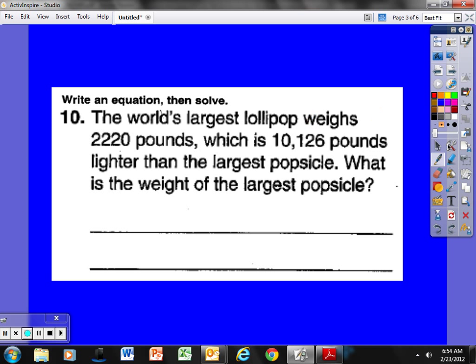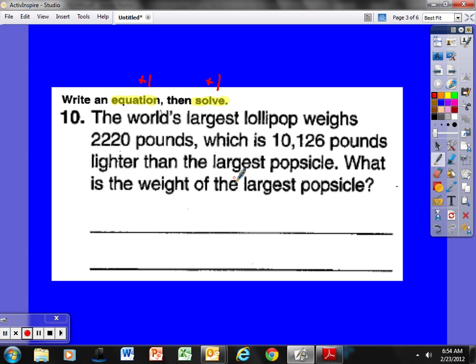Write an equation, then solve. Okay, so I have to first write an equation, then I have to solve. So again, I'm thinking about this. Write an equation, that'll give me 1 point. Solve it, that'll give me another point. The world's largest lollipop, everything's the world's largest. The world's largest lollipop weighs 2,220 pounds, which is 10,126 pounds lighter than the largest popsicle. What is the weight of the largest popsicle?